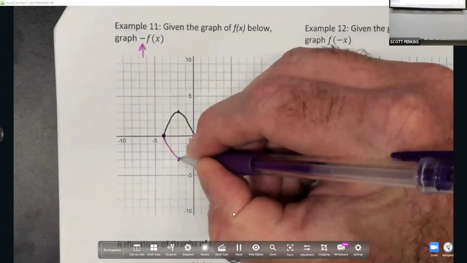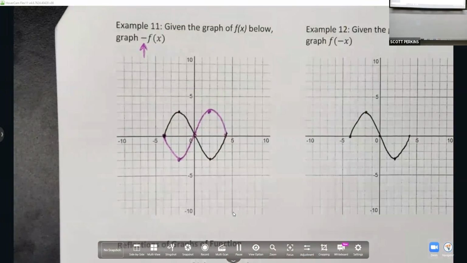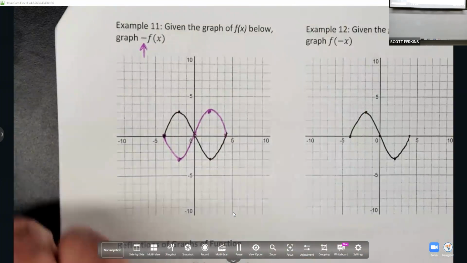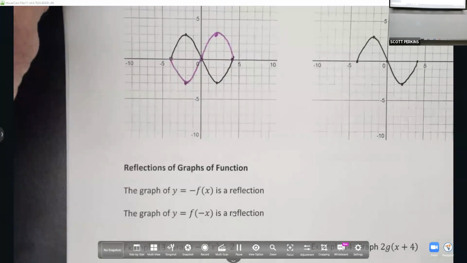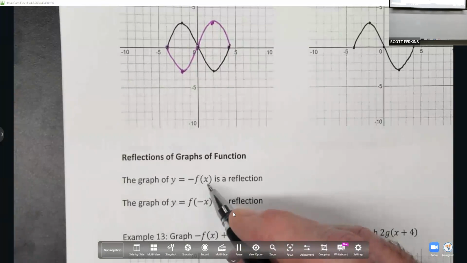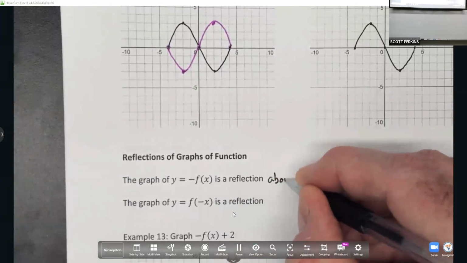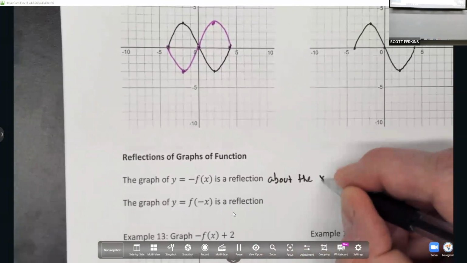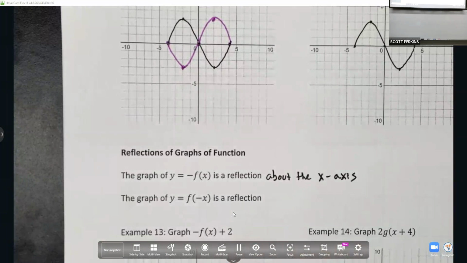And so we can see that all the y values get switched. So what this is called, I'm going to slide this up a little bit. I'm going to keep the graph right there for you. When the negative is in front of the f of x, what this results in is a reflection about the x-axis. Meaning it takes all the y values above the x-axis and puts them below, and it takes all the y values below and brings them up.